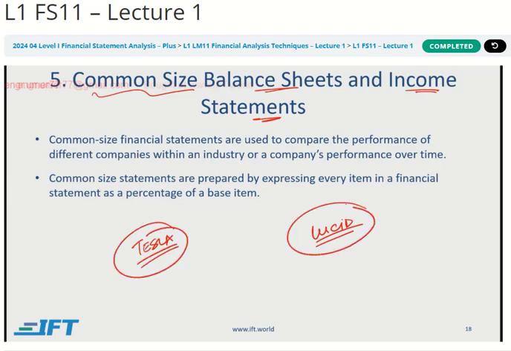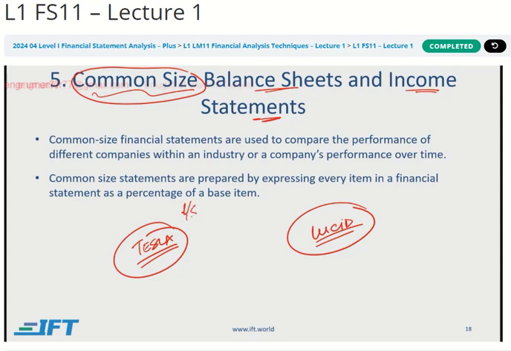So, I mean, they're both electric vehicles, they're in the same industry, but Tesla is probably 10 times or 100 times the size of Lucid. So how are you going to compare them? So what you need to do is bring them to a common size, which means you have to see everything in the perspective of a certain item which is relevant to that company.